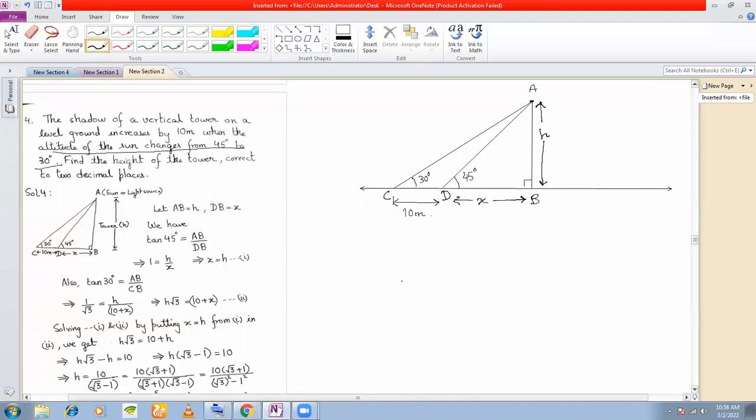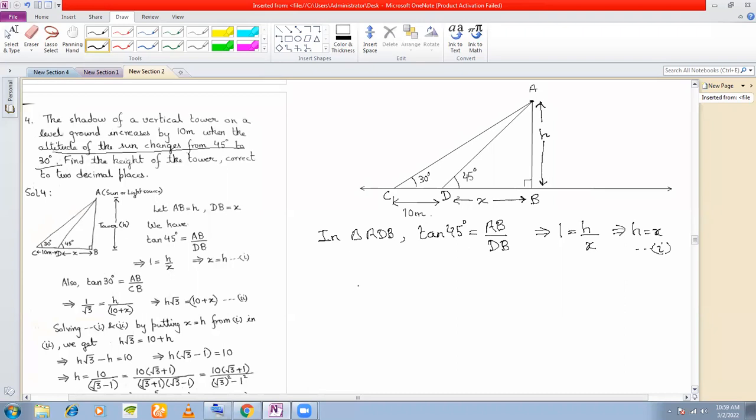Therefore we are going to use tan in triangle ADB. So in triangle ADB, tan 45 degrees is equal to AB by DB. Tan 45 is 1, AB is H, and DB is X. So you're getting H is equal to X. Call this equation number 1.